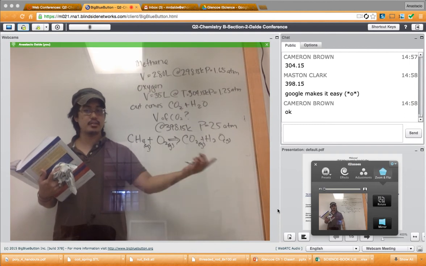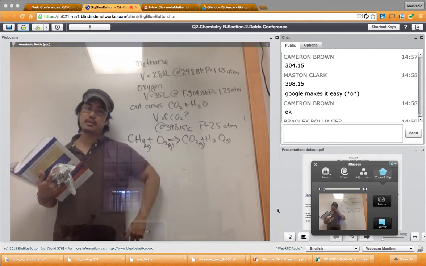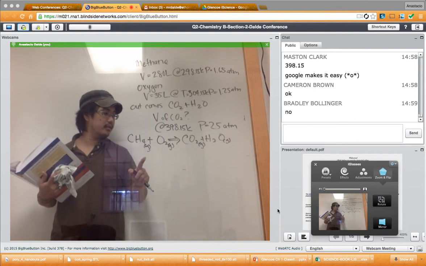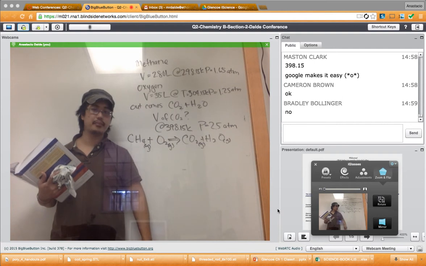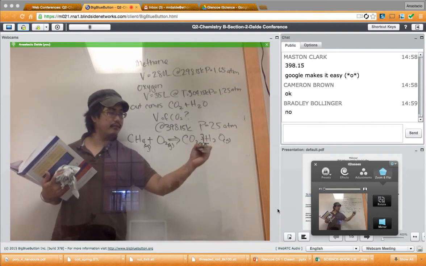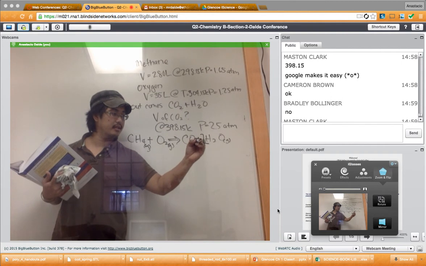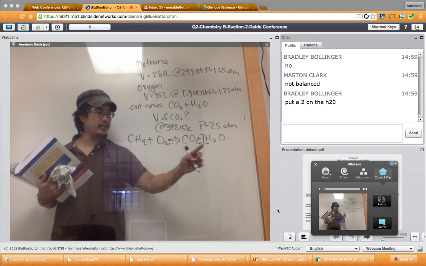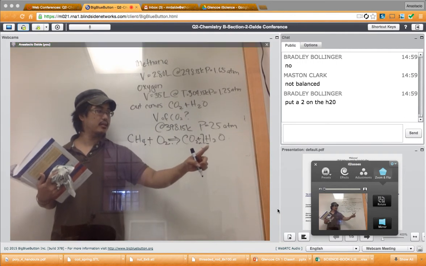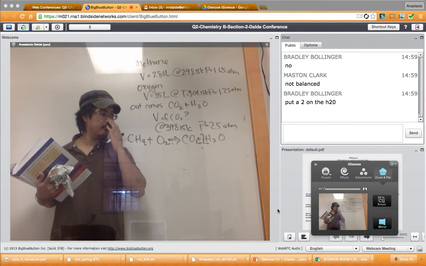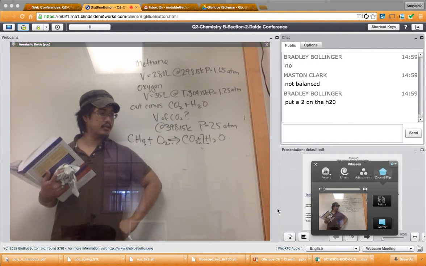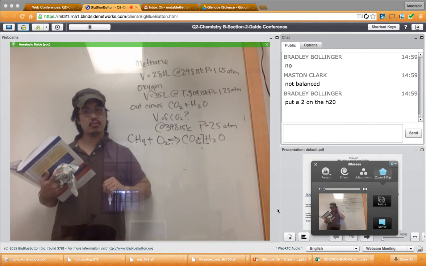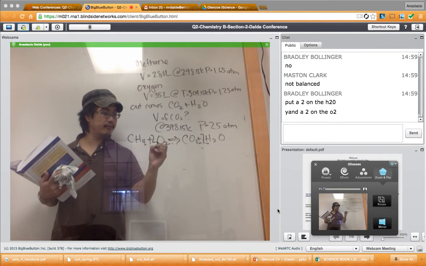Is it balanced? Yes or no? No, it's not balanced. Okay, I've got 4 H's over here. I only have 2 over here. I'm thinking I'm going to put a 2 out in front here. Sorry, that's hard to see. Let me erase these gases. You know everything is a gas. So I'm putting a 2 out in front here. That gives me 4 O's, doesn't it? So I'm going to need to put a 2 in front of here.